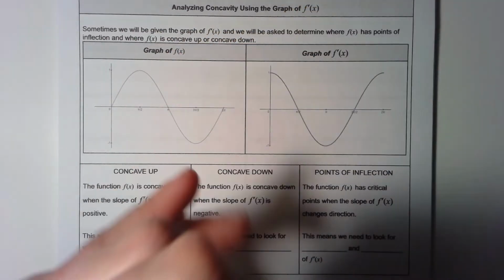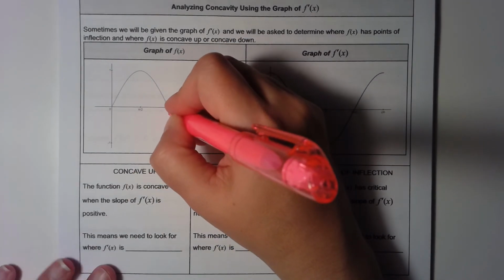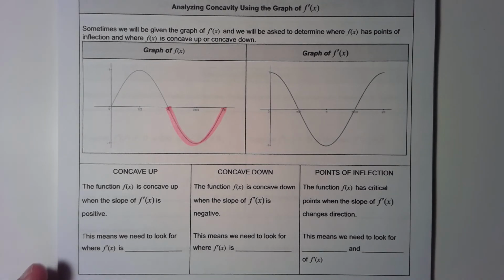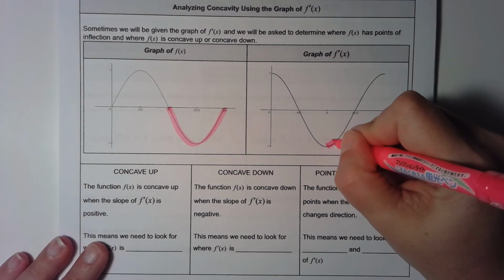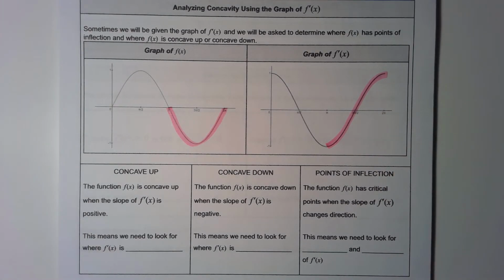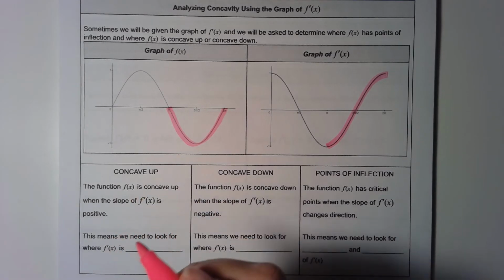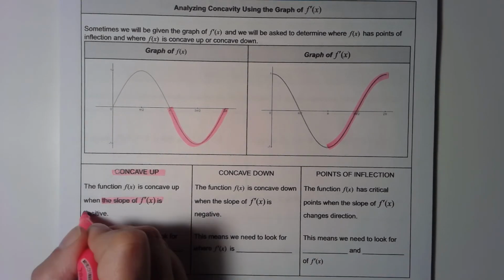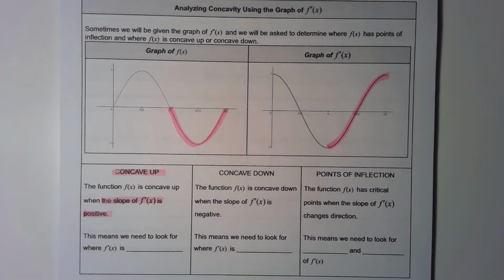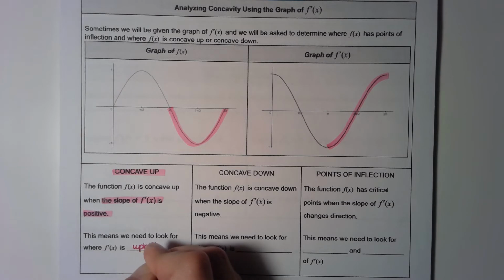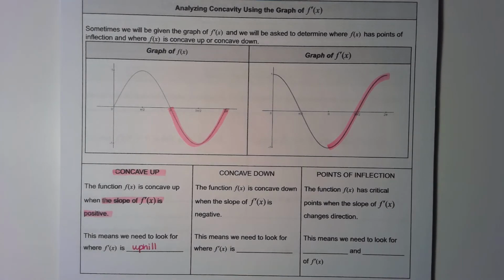If we look at the original graph here, this graph is concave up between pi and 2 pi. Now, if we look at that same interval from pi to 2 pi on the graph of the derivative, you'll notice that that is where this derivative graph is going uphill. So what we usually say is that a function f of x is concave up when the slope of the derivative is positive. So the slope of the derivative is positive. This means we need to look for where the derivative is uphill or increasing.